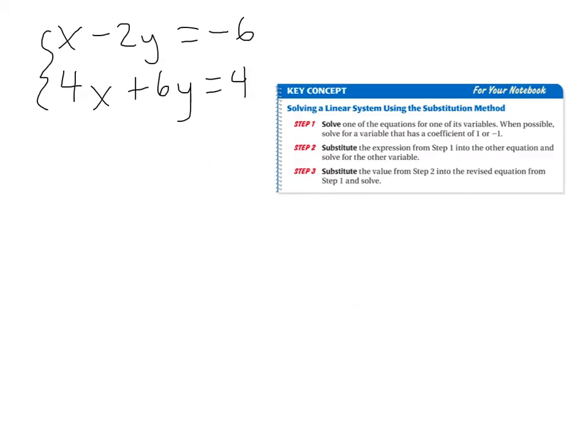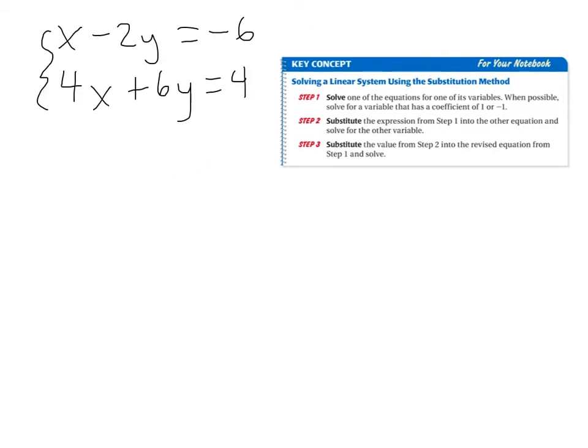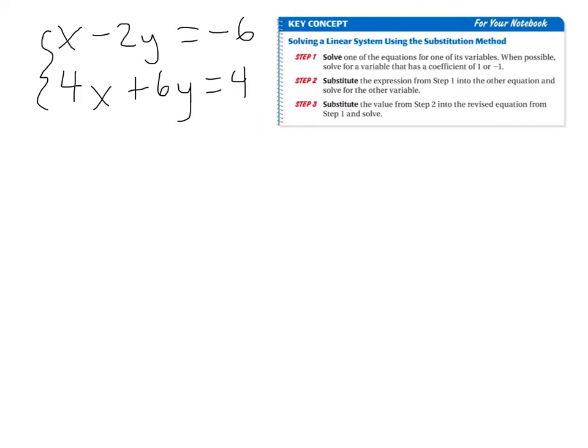Okie dokie, here we go. We've got a system of equations here, and good thing we have our handy dandy cheat sheet that tells us the steps. Let's see what we can do. Step 1, solve one of the equations for one of its variables. Nothing is solved already for one of its variables. But pay attention to the latter part of this first step. When possible, solve for the variable that has a coefficient of 1 or negative 1. So as I'm looking at this system, I look at this lonely x. This x has a coefficient of 1. So I'm going to try to get it by itself and rewrite this system.